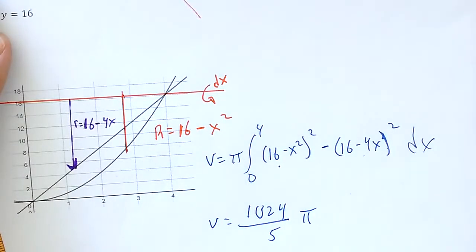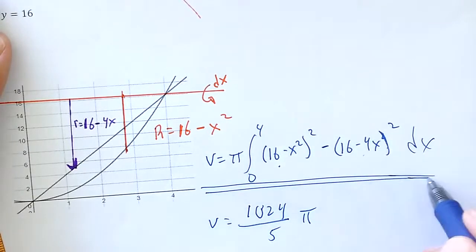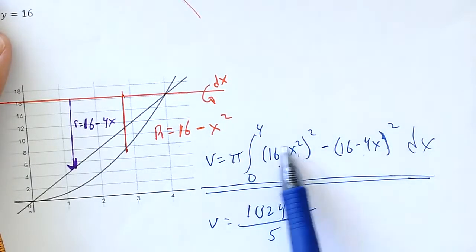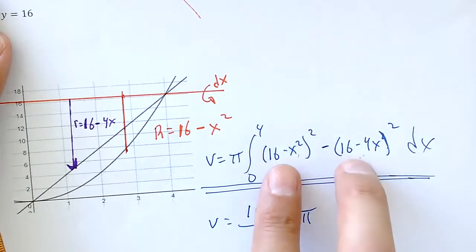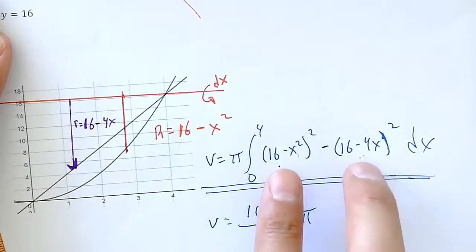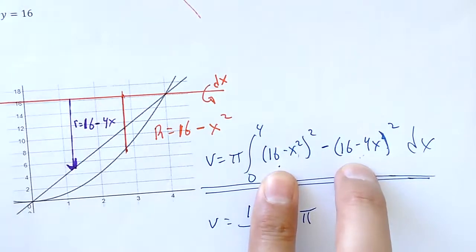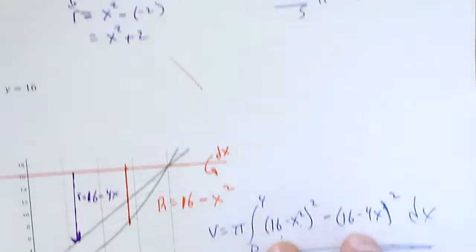For this homework, the big thing is the setup. Can you set that up? Big R, little r. And because the axis of revolution is not on an axis, we have these binomials here that we have to be careful with. I'm going to show you part C and part D.